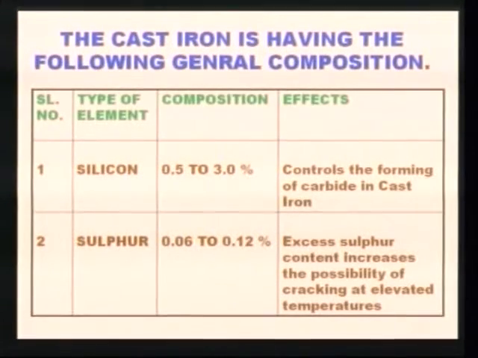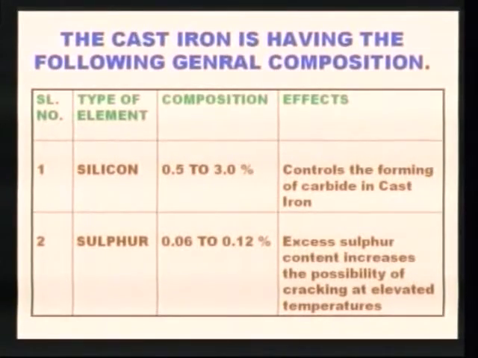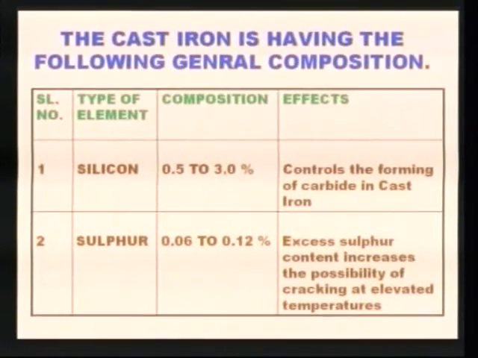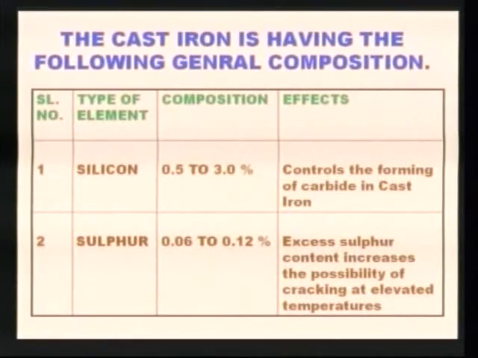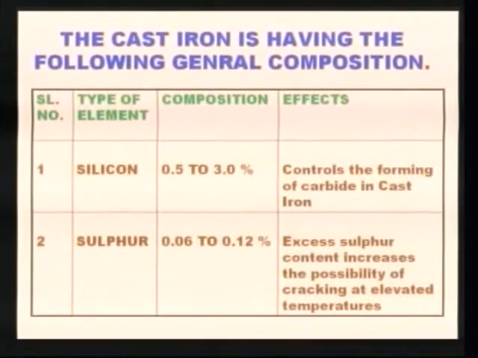Apart from iron, the cast iron has the following general composition. It also has silicon, 0.5 to 3.0 percent, and it controls the forming of carbide in cast iron. And second composition, sulfur, 0.06 to 0.12%. Excess sulfur content increases the possibility of cracking at elevated temperatures.